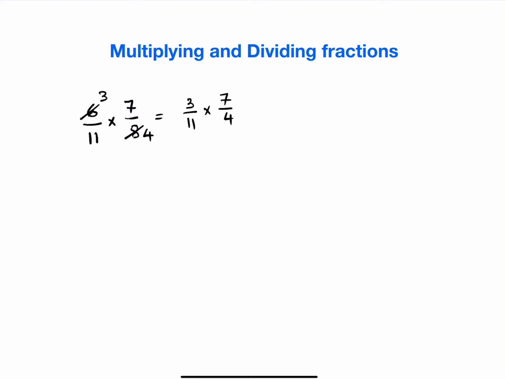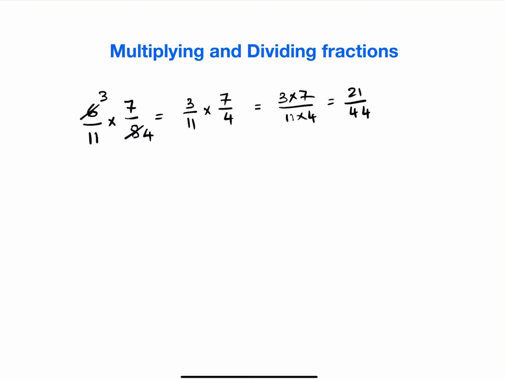Now all these numbers have nothing in common. There's no common factor. Therefore, the next option is to just multiply across. So 3 times 7 over 11 times 4. 3 times 7 gives me 21, and 11 times 4 is 44. And that is how you multiply fractions.